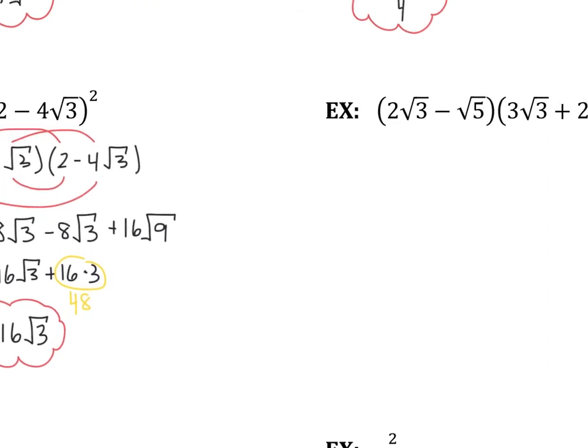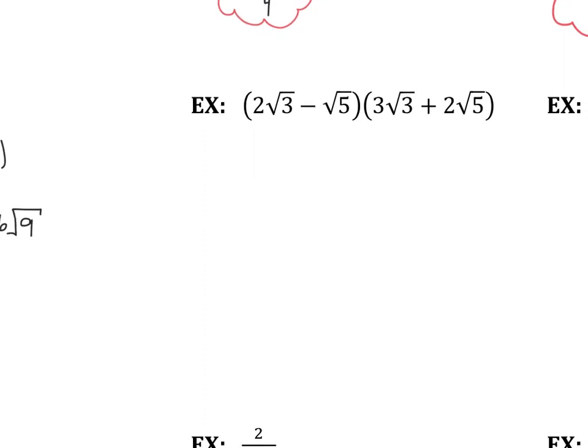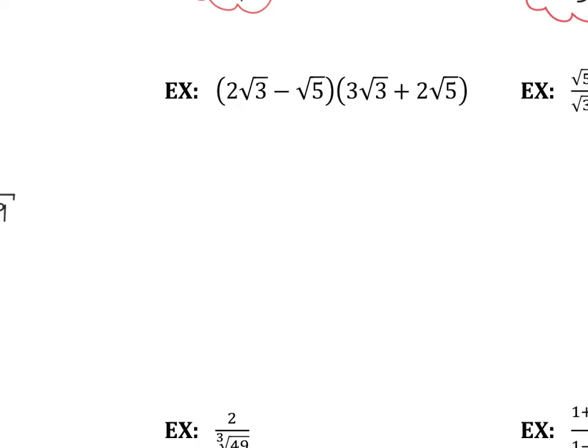It's another foiling, all right, but there's a lot more radicals involved. So remember, coefficient with coefficient, radicand with radicand. So go ahead, try it, and then come back and check your answer when you're done.